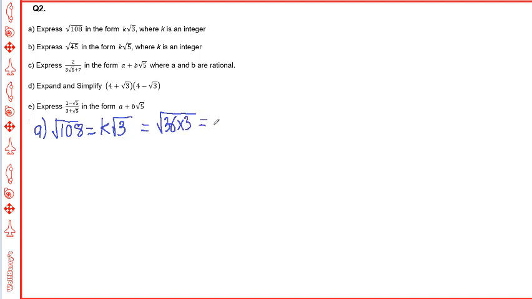Now, another way of expressing this is root 36 times root 3. You can split the surds. Root 36 is equal to 6. So we have 6. We can't simplify that. It's an irrational number. But now we have 6 root 3, k root 3. So therefore, k is equal to 6. Now moving on to the next problem, which is B.